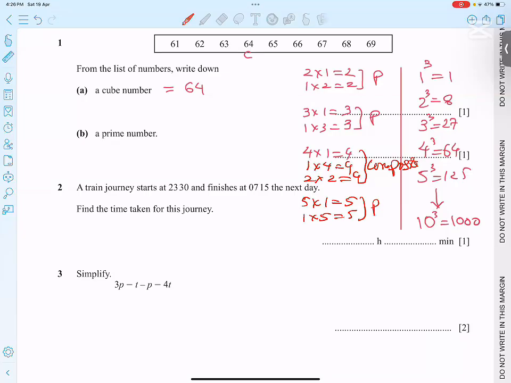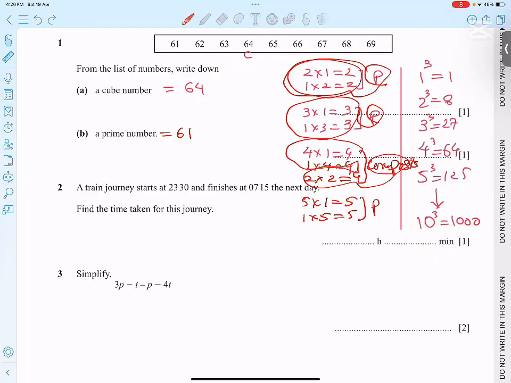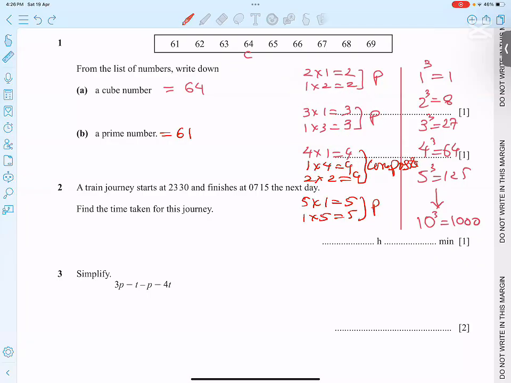So 61 is a prime number. Logic: I cannot have more than 2 factors. These are called factors. 2 factors only is a prime number. More than 2 factors is called a composite number. So the factors being itself and 1 only makes it a prime number. Okay, 61 is a prime number. Logic: we cannot divide except by itself and 1.